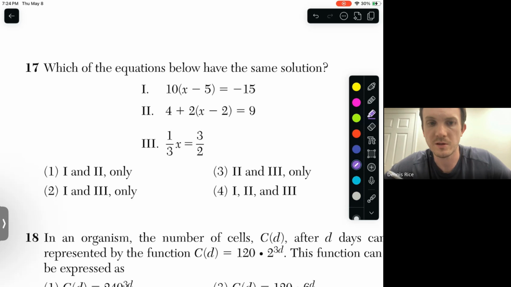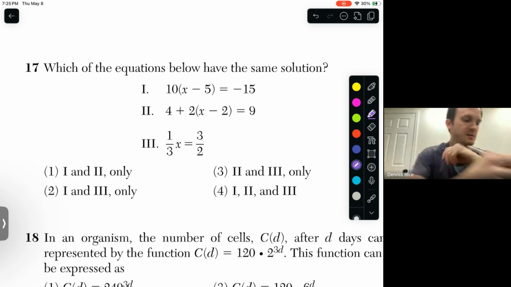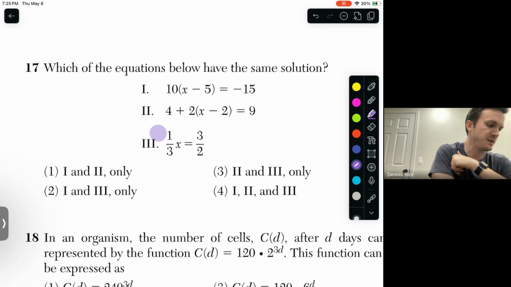So solve for each one, and then we'll see which. It looks like at least 2 of them have something in common, or all 3 of them the same. 3 might be the easiest. Let's do that. So how can you solve for this? I would just do times 3. That gets rid of the 1/3. And times 3, that's going to give me 9/2, or 4.5.